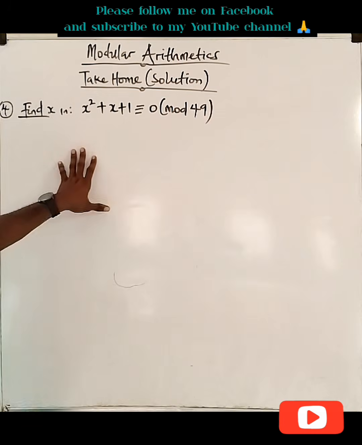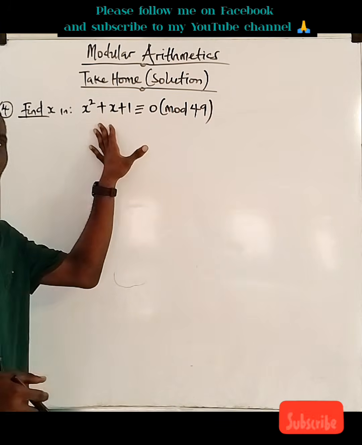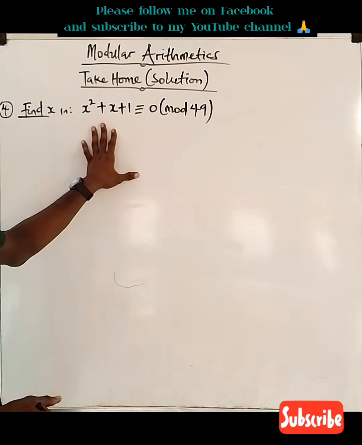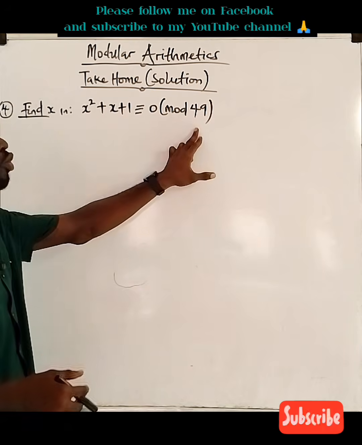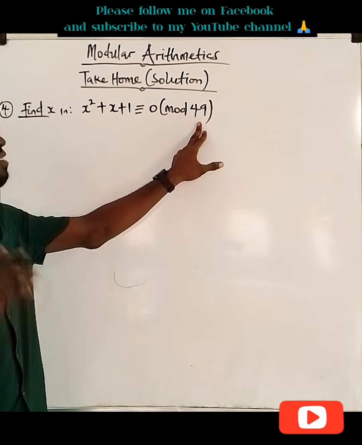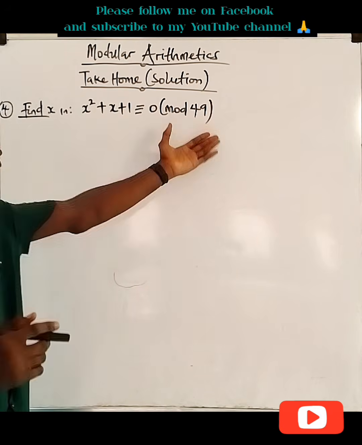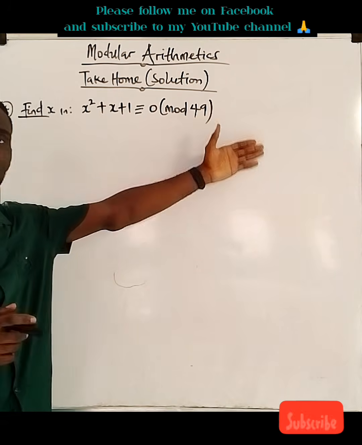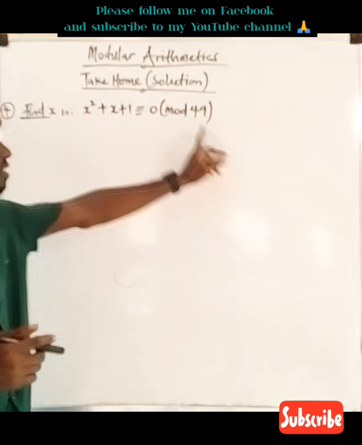How do we solve for x in this quadratic equation? x squared plus x plus 1 is equivalent to 0 modulo 49. Don't forget the first thing we're going to do is use this modulo to create a kind of table. We're going to get the multiplication table for this modulo.